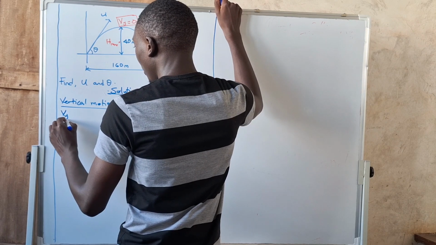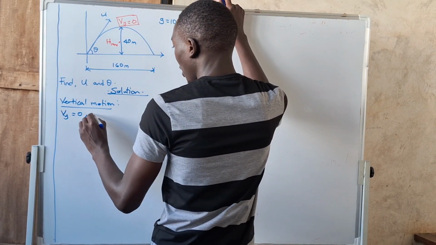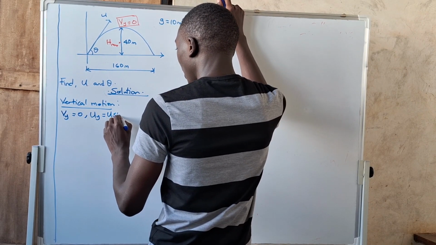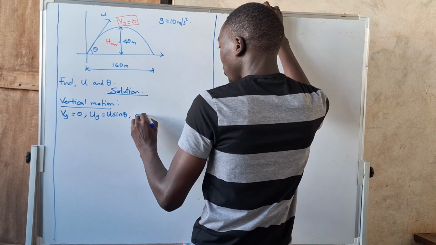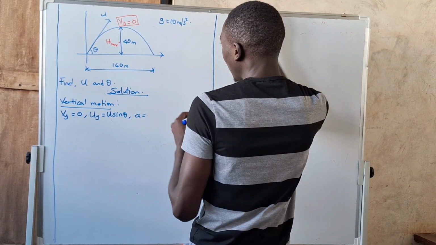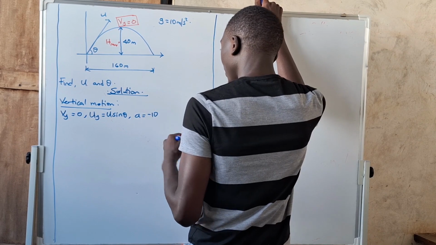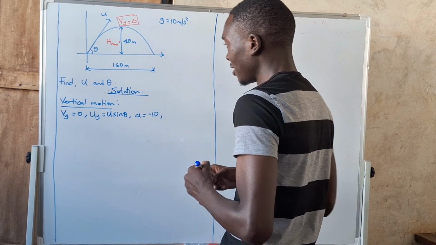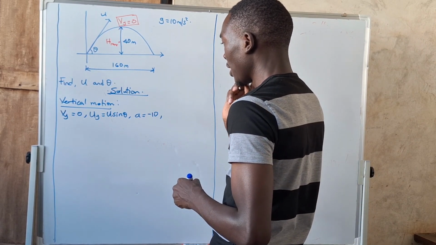First of all, Vy is equal to 0. Number 2, our initial velocity is u sine of theta. Number 3, acceleration is always equal to g, but in this case, acceleration is 10, so this is minus 10. And then we are asked to find u, theta, and so on.